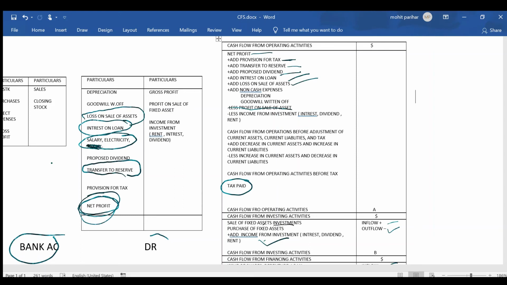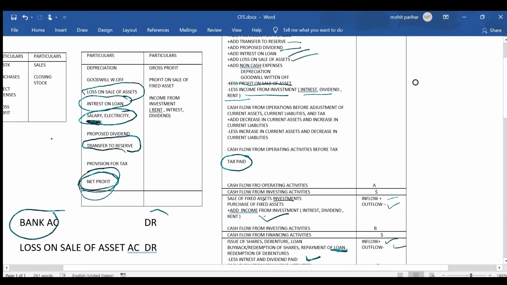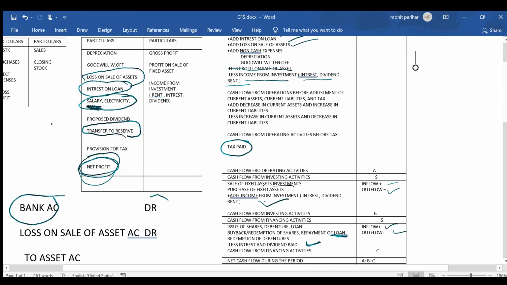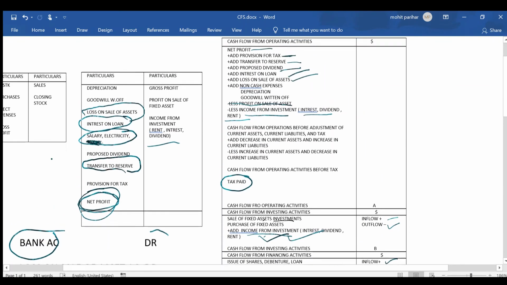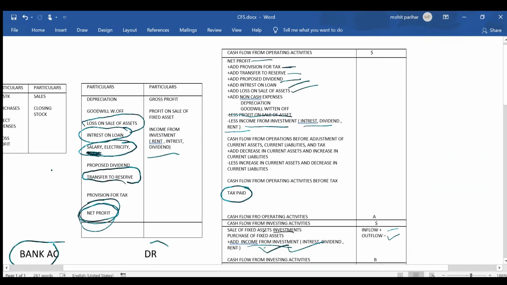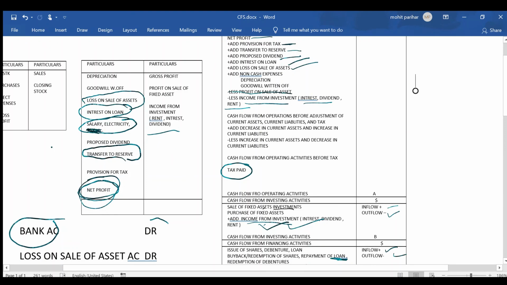And we would deduct the income from investments, which is interest and dividend, because this income which we have received is a part of investing activity, and therefore it will be added in investing activities. Here you can see I have added this income from investment, which was in the P&L, to the investing activities. Okay, and we are assuming that this income is received in cash.